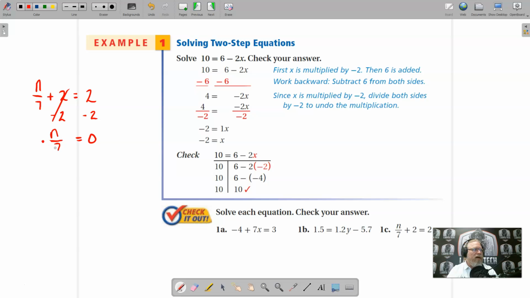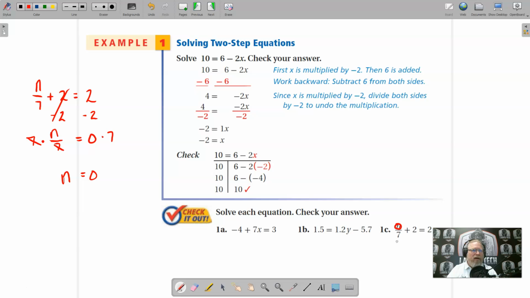We want to multiply by the very number we wish to get rid of, which is 7. Or another way to look at this is we're getting rid of the fraction by multiplying times the denominator. What we do to one side, we're going to do to the other. The 7's cancel each other, leaving me with just the n, and 0 times 7 is 0. You might be thinking, 0? Does that make sense?